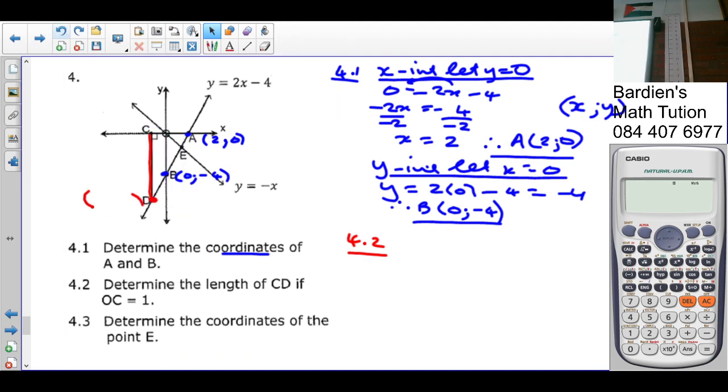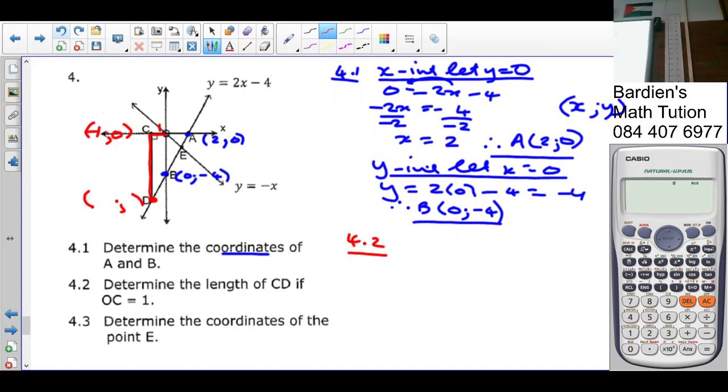So remember what they say? The length of CD, if OC is 1 unit. So OC from O to C is 1 unit. So what is the x value here? What are the coordinates of C? 0 and negative 1? Or? Can't be 0 and negative. What is your x value here? Negative 1. And what's your y value? 0. Not so? So you see this line is perpendicular to the x-axis.